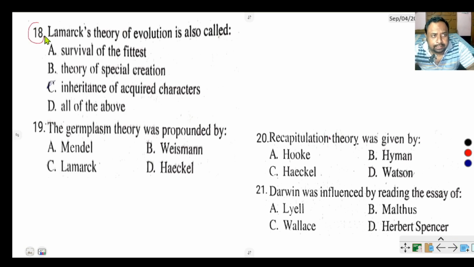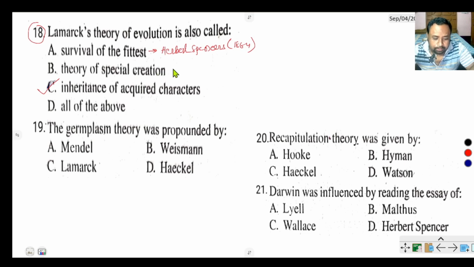Question number 18 says Lamarck's theory of evolution is also called survival of the fittest, theory of special creation, inheritance of acquired characters, or all of the above. Inheritance of acquired characters is Lamarck's theory. The theory of survival of the fittest is by Malthus. This term was first used by Herbert Spencer in 1864.